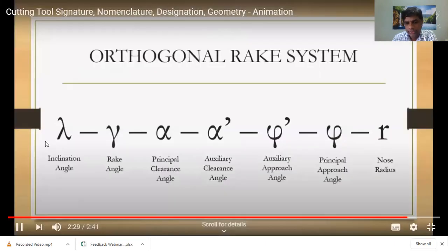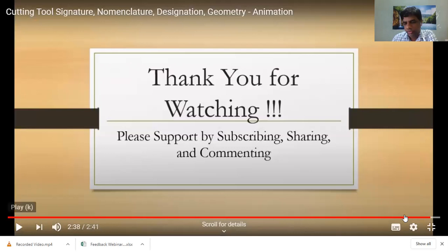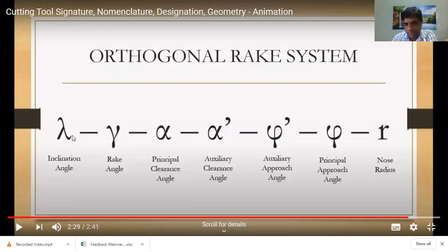So these are the 6. This is called the tool geometry system or tool signature. In the tool signature, you have this many parameters. All these 6 angles, 3 types of 2 angles, so these 6 angles and then the nose radius. These 7 are called the tool signature, which are nothing but the tool geometry specifications. We can see that in the next slides. So I'm stopping this video here and uploading our PPT again.